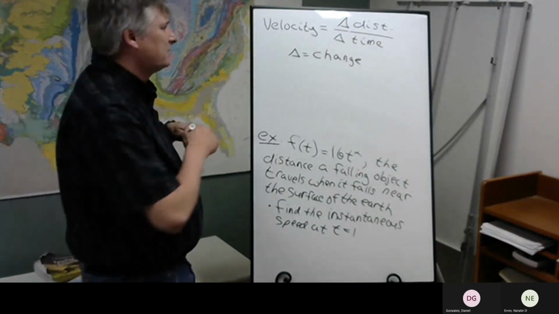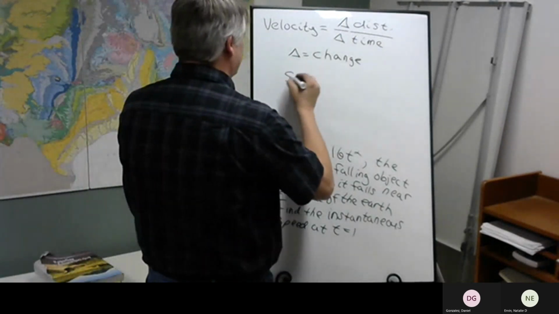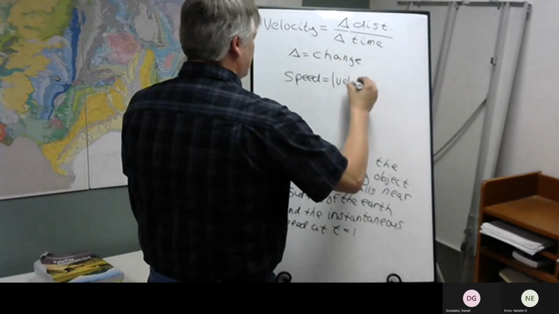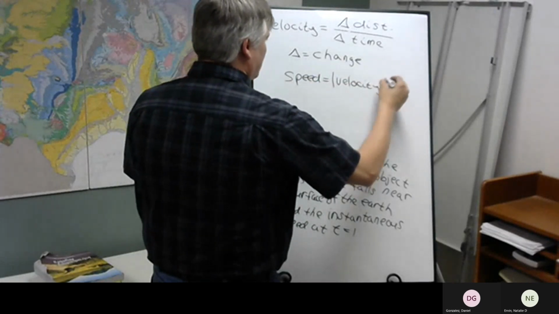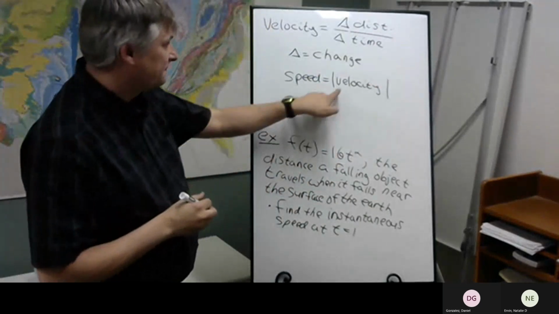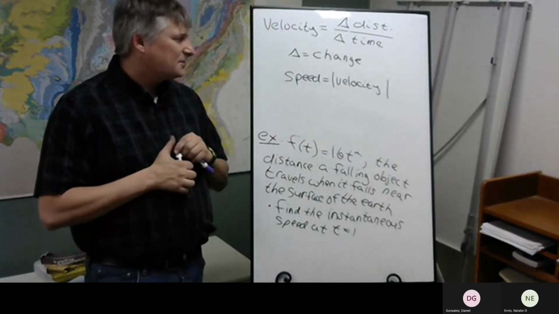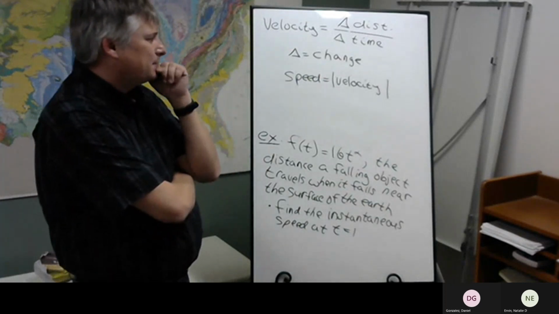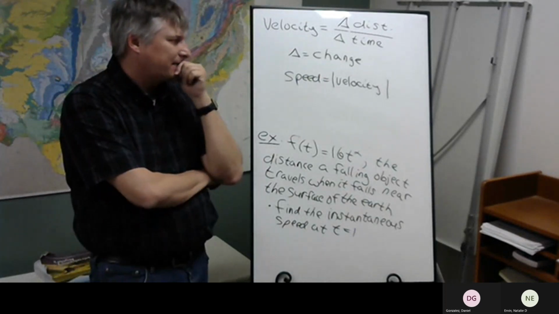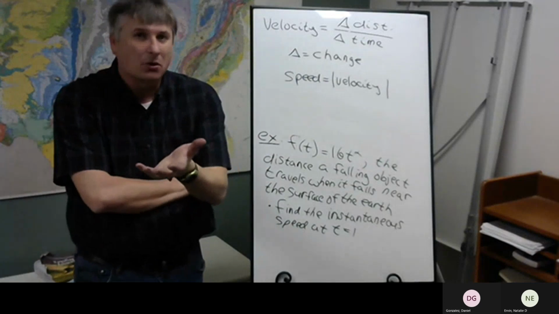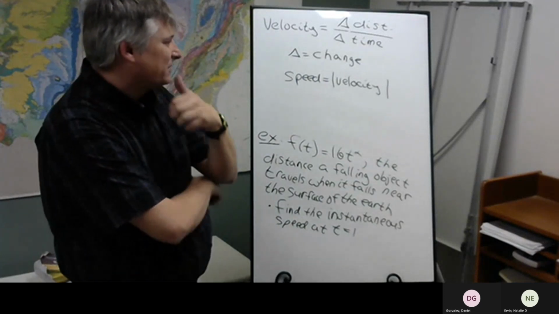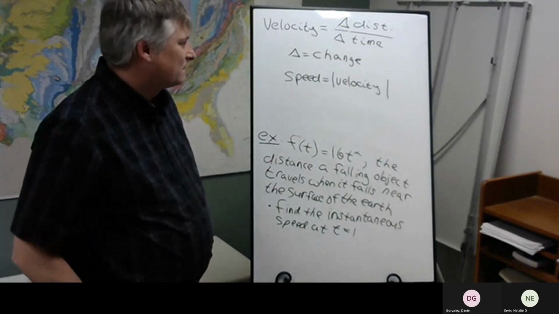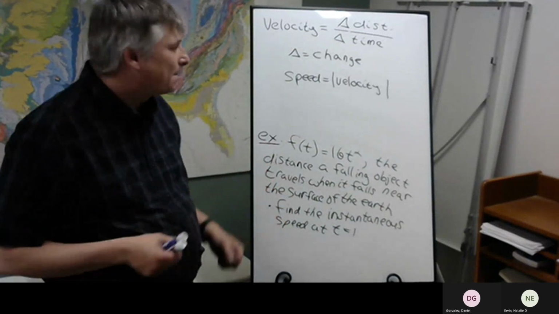In speed is the absolute value of velocity. So velocity could be negative, but we're talking about speed in this case. We're talking about just how fast something is going. And we're not really concerned about the direction of it or anything like that. So we're just going to talk about absolute value of velocity.